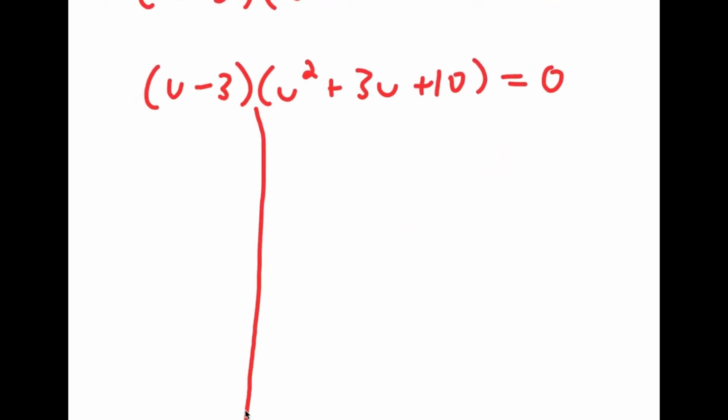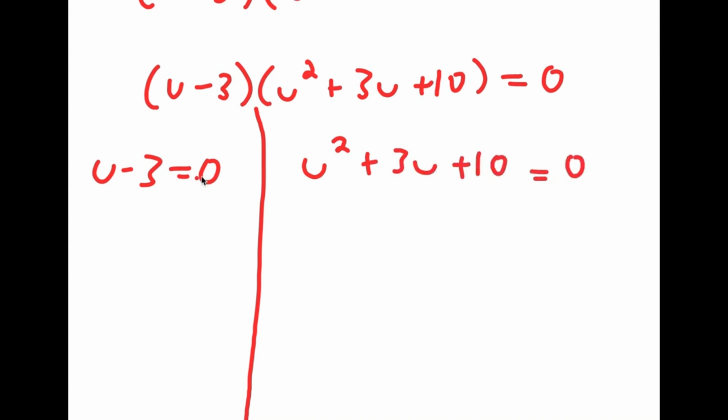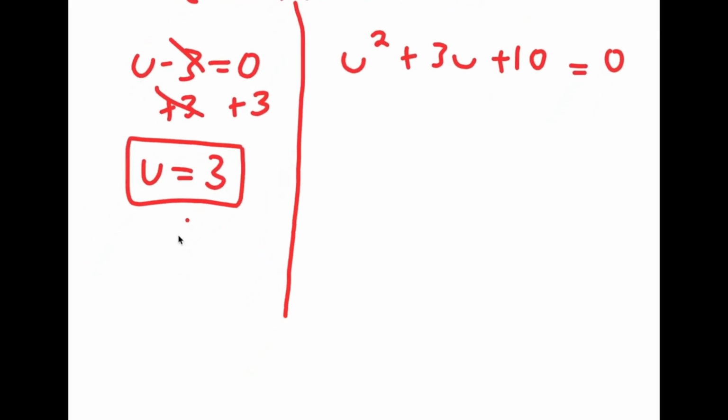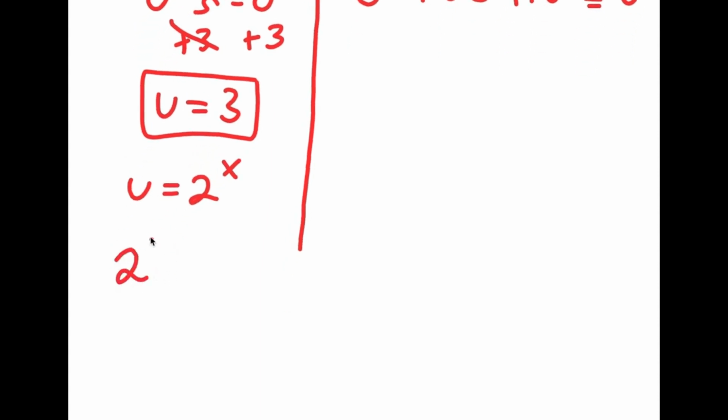Now this gives me two equations. I get u minus 3 is equal to 0, and I get u squared plus 3u plus 10 is equal to 0. So u minus 3 equals 0. That's pretty easy to solve. All I have to do is add 3 on both sides, and I get u is equal to 3. Now remember how we let u equal to 2 to the power of x, meaning 2 to the power of x is equal to 3.